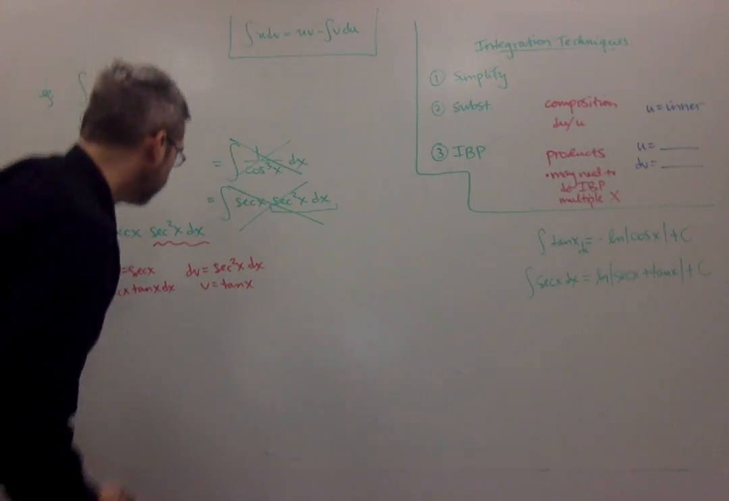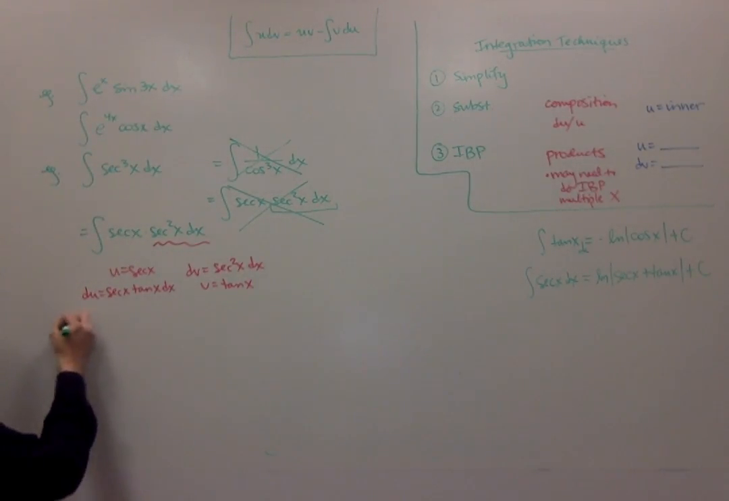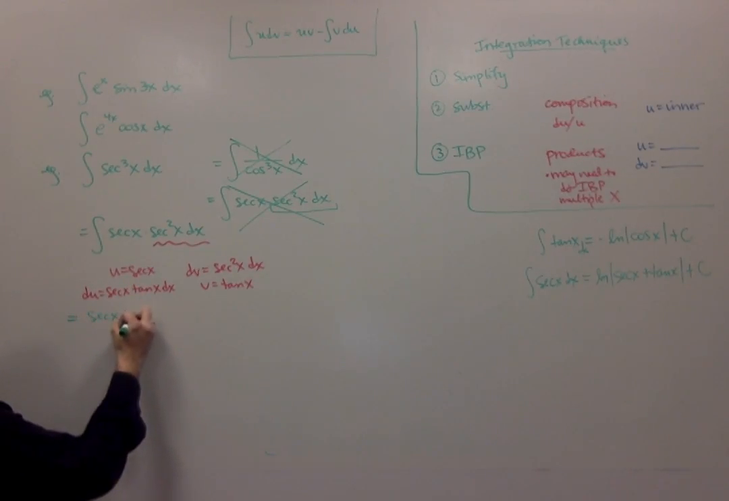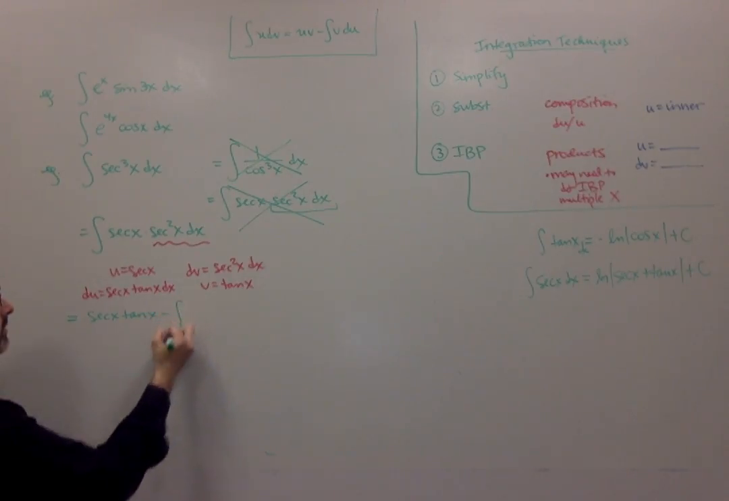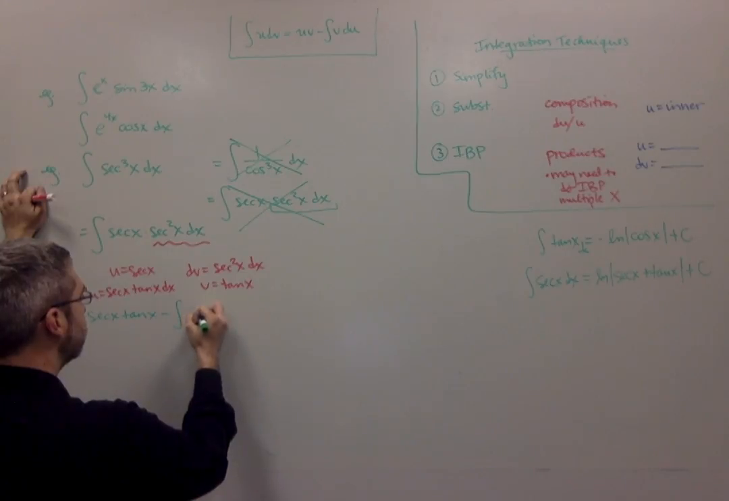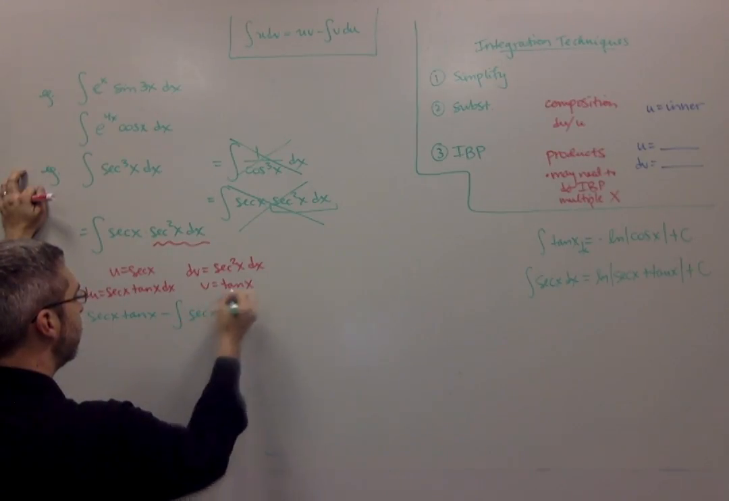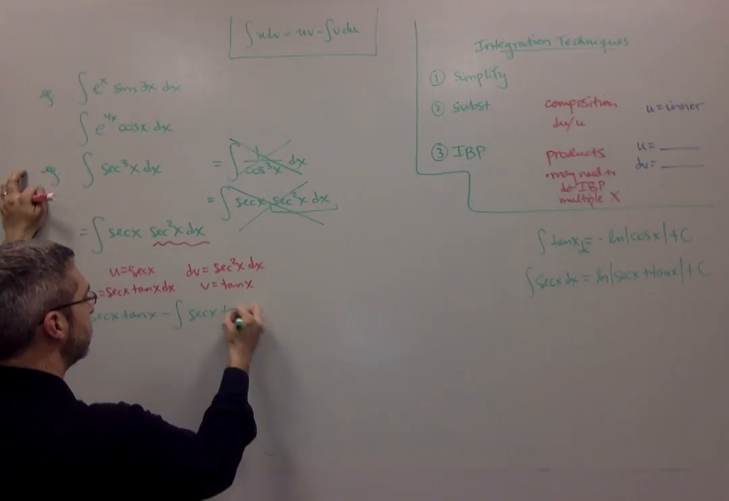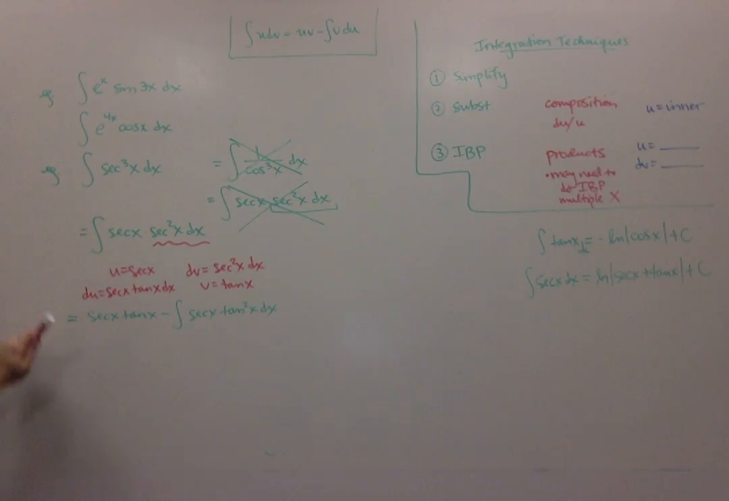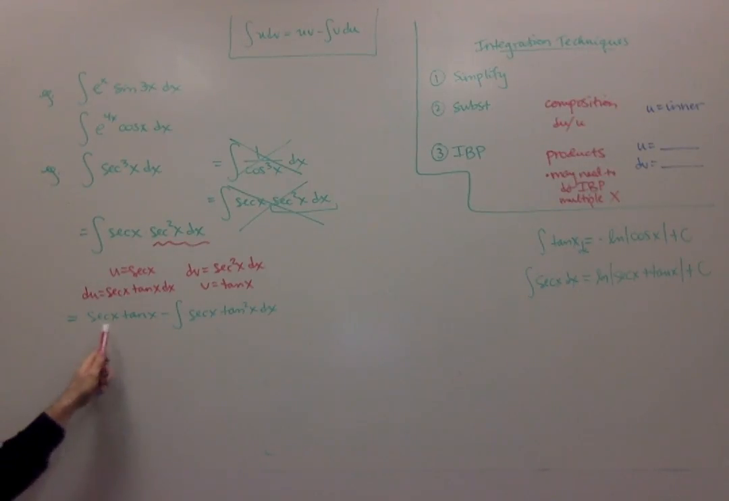So following my nose here with integration by parts, I'm going to say this is u times v, so secant times tangent, minus the integral of v du. So I've got secant, and then I've got 2 tangents, so I've got tangent squared here. Okay, so the integral of secant cubed is secant x tangent x minus the integral of secant times tangent squared. Okay.